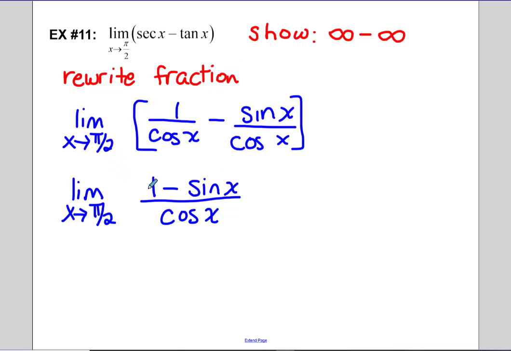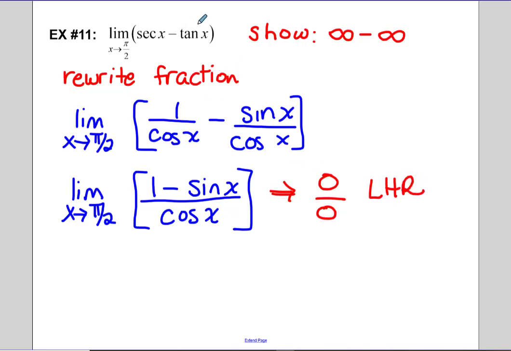1 minus sine, if we test the limit at pi over 2, we're going to show that you end up with 0 divided by 0, which is L'Hopital's rule from case 1. We've turned a subtraction or a difference problem into a common fraction with a common denominator tested at pi over 2. 1 minus 1 is 0, and the cosine at pi over 2 is 0. This is case 1. You're allowed to use L'Hopital's rule.